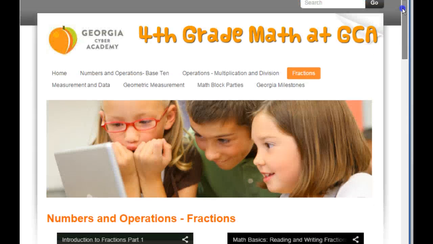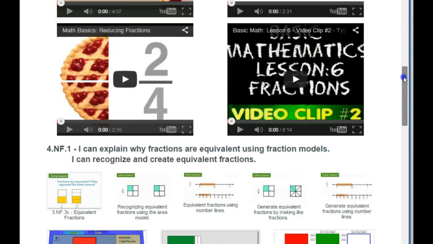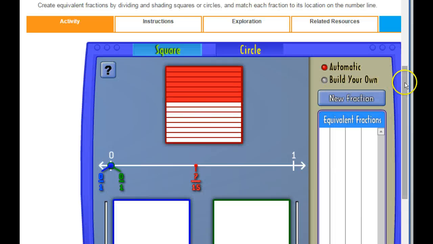When you go to the fraction page in 4th grade, there's videos that you can see. This week we've definitely focused on this standard for NF1, which is I can explain why fractions are equivalent using fraction models, and I can recognize and create equivalent fractions. Here's links to those Learn Zillion videos again, and all of these little pictures open up interactive activities that you can do online. So here's an example of one of those.